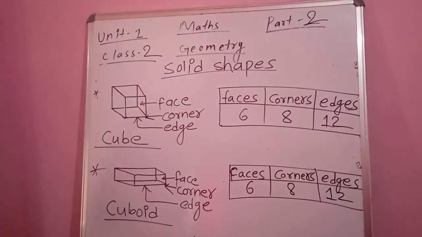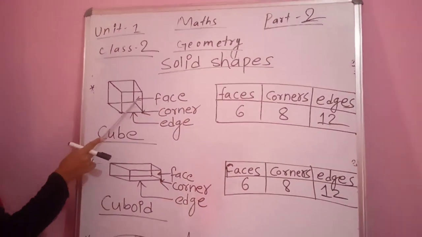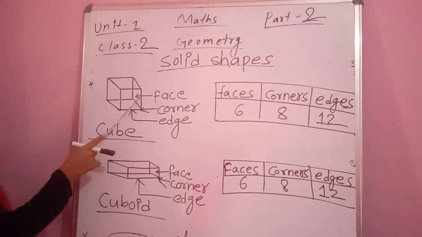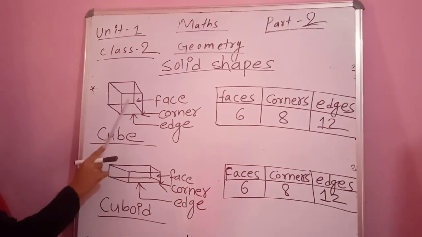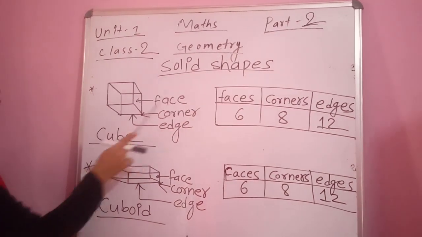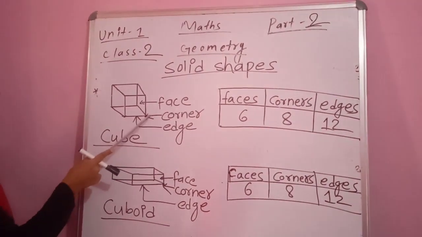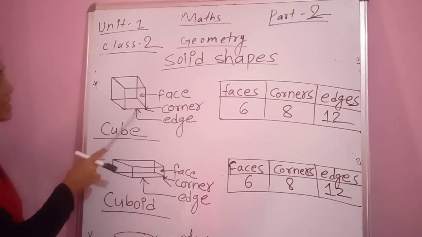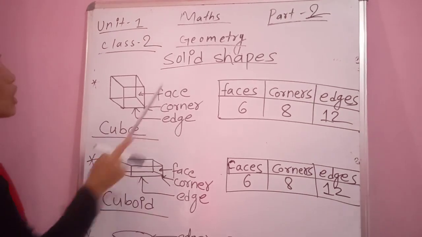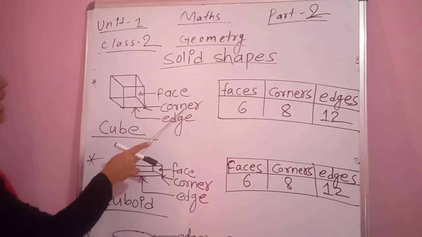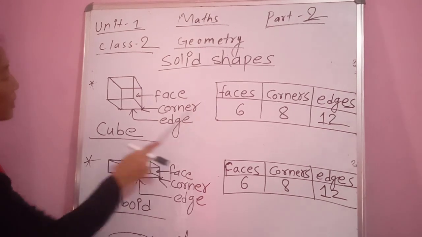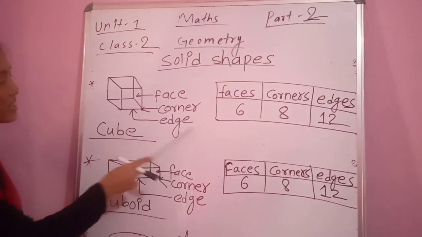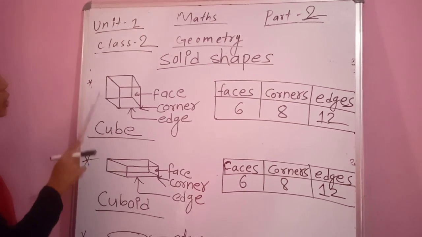C-U-B-E, cube. And now look at this figure. I have labeled the parts. Look at this figure. This part is called the face in this cube. Likewise, here is a point, a place, where different lines meet. This is called the corner. C-O-R-N-E-R, corner. And the line that I have labeled is called the edge. This is called the edge of this cube.